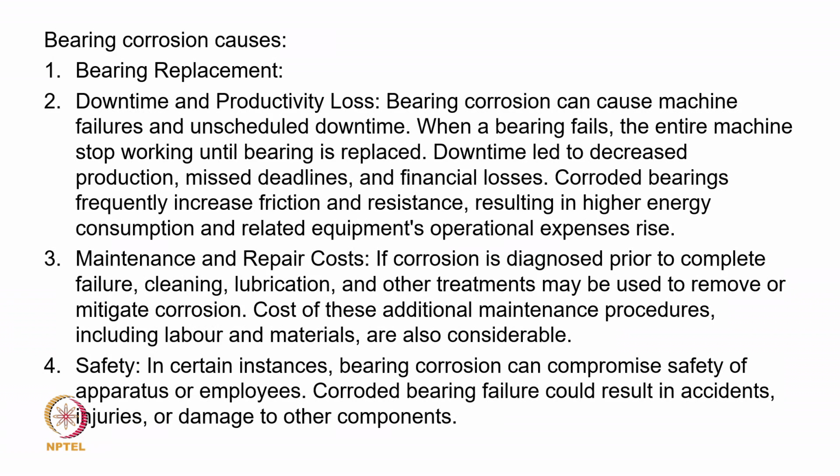And the last one is safety. Naturally, if bearing corrosion occurs, safety is compromised one way or another. Not only the safety of the apparatus, but the safety of the employees also. So, you can say a corroded bearing failure could result in accidents, injuries, and damage to other components, not only that bearing component, but quite possibly the gearbox attached to it may also fail. So, a number of failures will increase if there is a failure of the bearing. That is why we can say the bearing failure cost is really significantly high, and we should avoid it, and most of the time it is because of water ingress, corrosion or related phenomena.